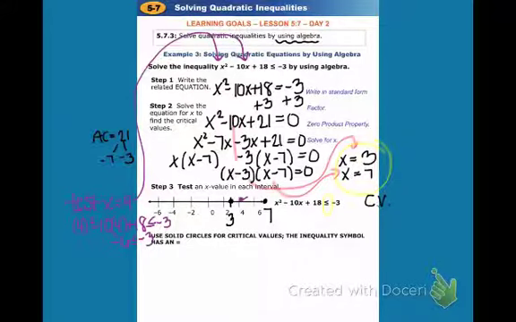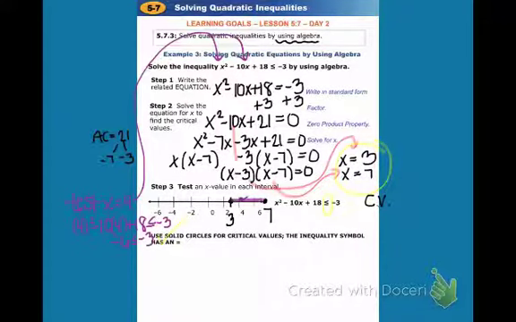Well, I found out that gives me -6 is less than or equal to -3, which is true. That's a true statement. And so I know that that means the shading is going to lie right in between these two critical values. So I'm going to shade right between them.